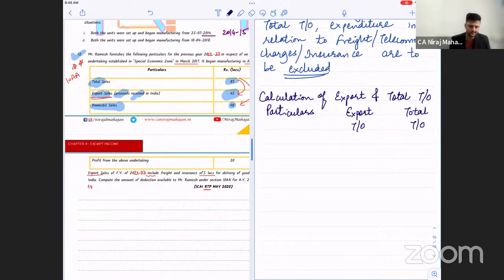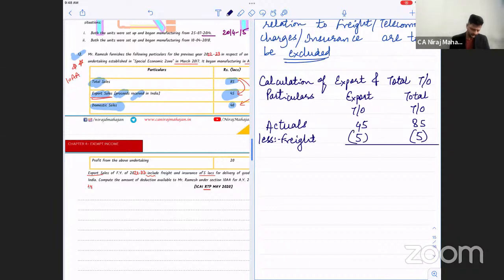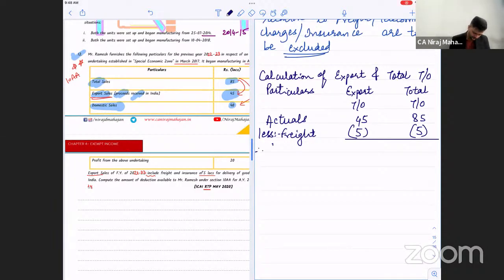Export turnover, total turnover, actuals, is how much? 4585 less freight 5. Yes. Therefore, eligible turnover is 4080.